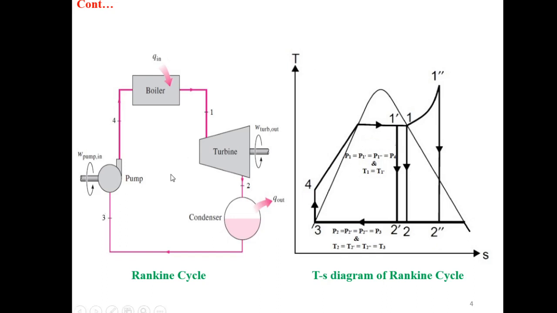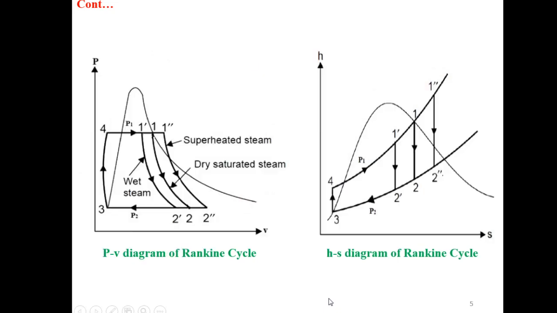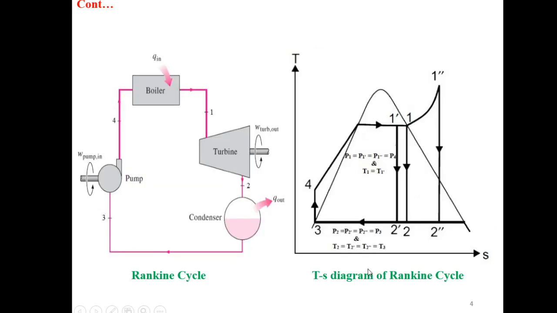This is the Rankine cycle block diagram. This is the TS diagram. This is the PV diagram, and this one is the HS diagram. There are four main components in Rankine cycle. First component is boiler, second is turbine, third is condenser, fourth is pump.